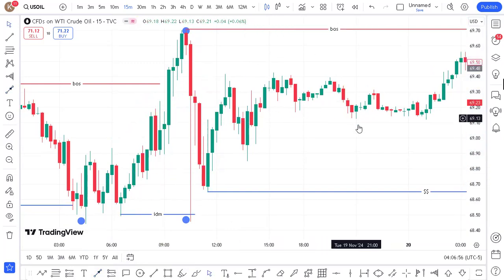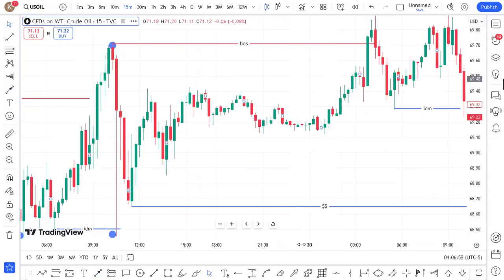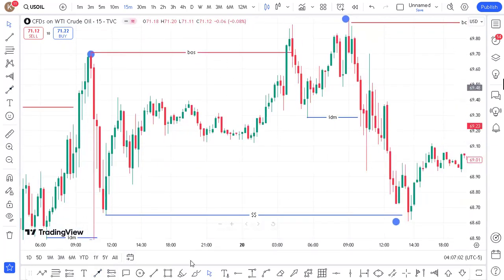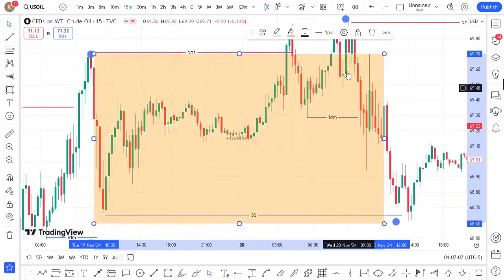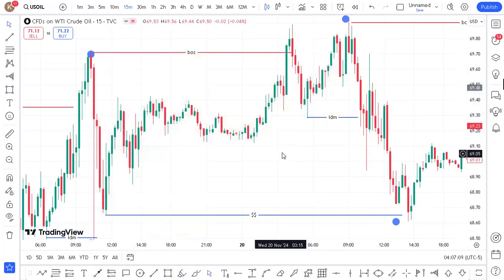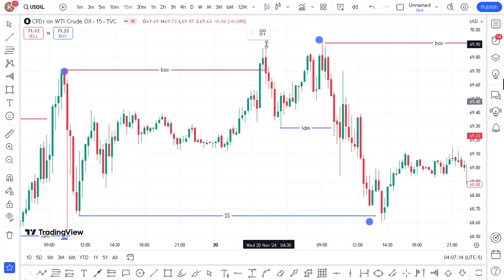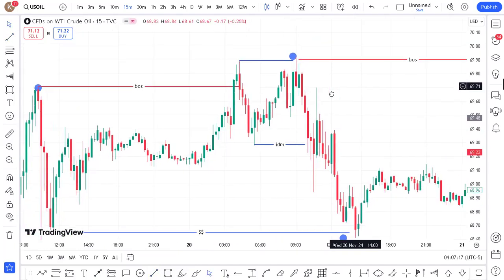Now, once we break the structure to the upside, look at this. We break the structure to the upside. Where's your order flow? All of this is your order flow, but it's huge. So you need to understand how to use an order flow. But you can see when the market swept this high there, that was a sign.